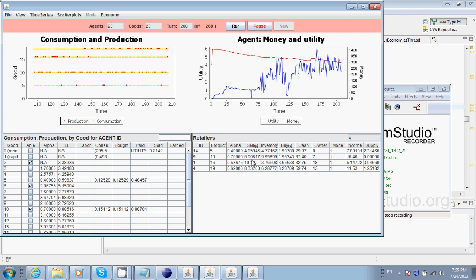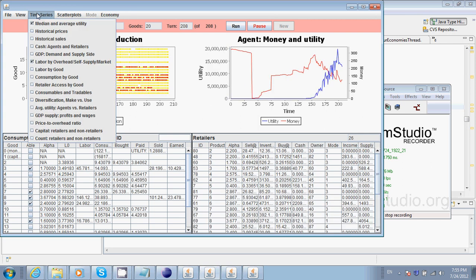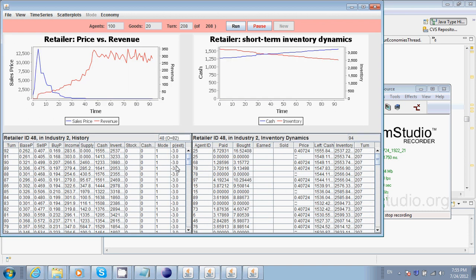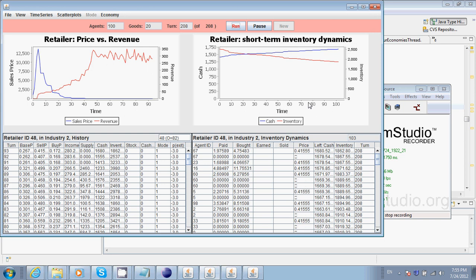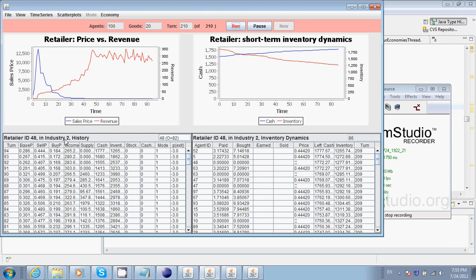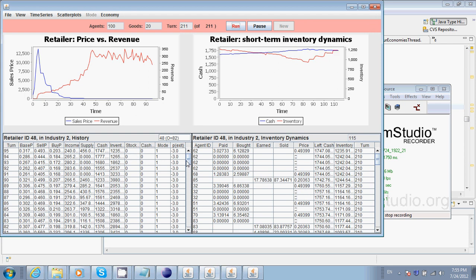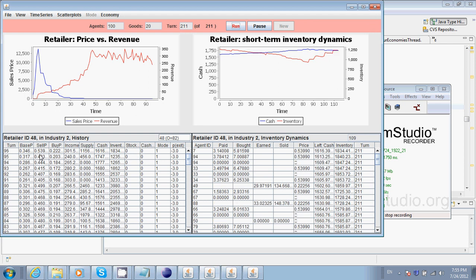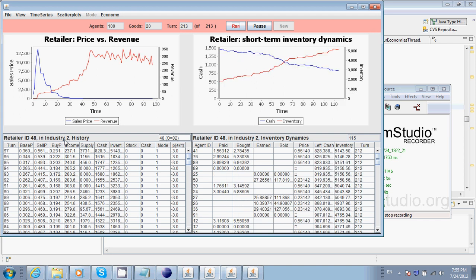So now we'll go to another screen and we'll take a look at how the retailers do business. And I really like this one. I think this is fun. 4 screens here. So this shows the whole history of a particular retailer. We're looking at retailer ID 48. Good 2 is the good that he's producing.